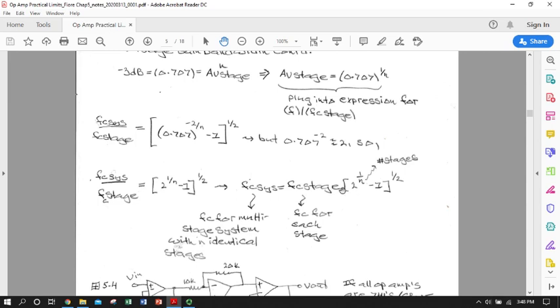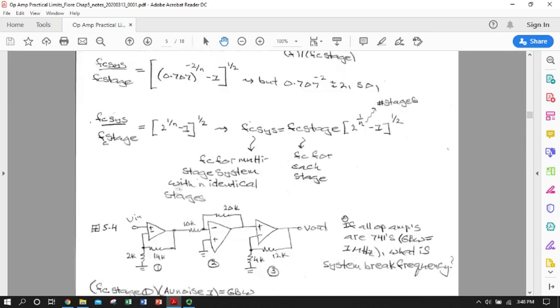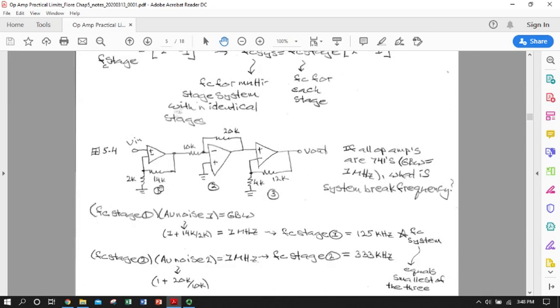So that's our second scenario. If all of our stages are the same, we end up with a system upper break frequency that is less than the per-stage upper break frequency by an amount given in these square brackets raised to the 1/2. Or if all of the stages are different, it's the lowest one. Simple.